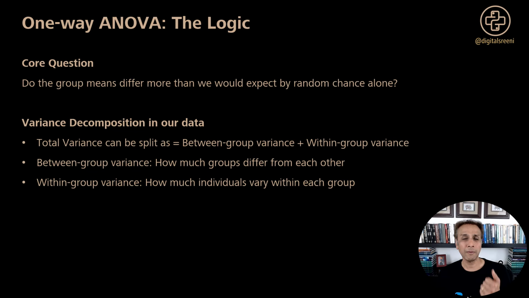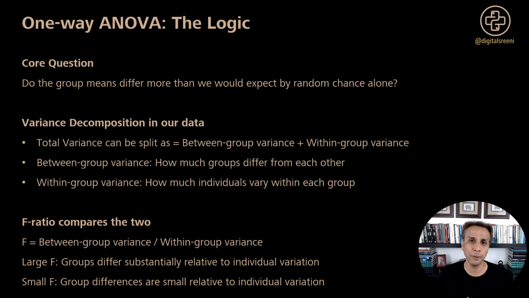Now, a couple of points to consider. First is variance decomposition in our data. The total variance, again standard deviation and variance, is the dispersion, the spread of our data. The total variance can be split into between group variance and within group variance. Within a given group, you have some variance spread in your data. So the total variance is between plus within the group variance. Between the group variance is how much the groups differ from each other, and within the group is how much variation there is inside each group.